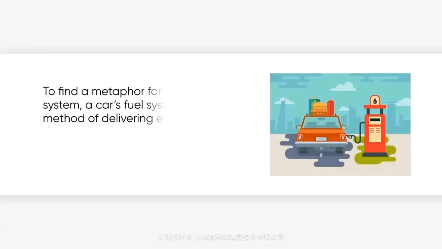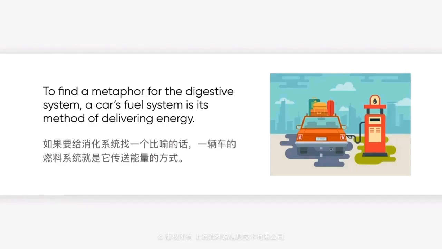To find a metaphor for the digestive system, a car's fuel system is its method of delivering energy. A car gets fuel from the gas station, similar to how humans go to restaurants to eat. The fuel travels to the fuel tank and eventually goes into the engine to extract the energy needed to power the car.